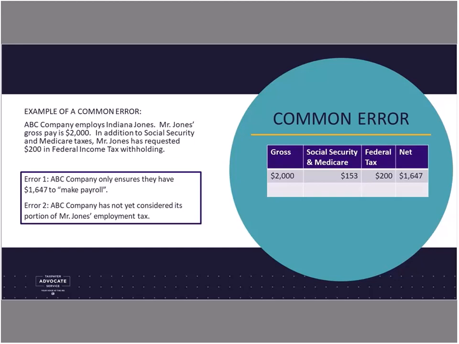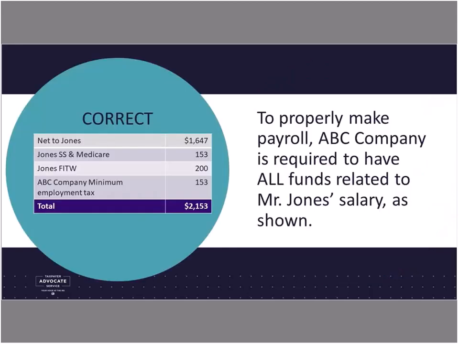Again, this calculation only considers the employee's share of employment taxes. The employer, you, the small business owner, are required to pay the other half of the Social Security and Medicare taxes, plus any other employment taxes that may be required by law. So at a minimum, the business is required to have $2,153 to properly make payroll. To properly make payroll, again, they're required to have all the funds related to Mr. Jones' salary, as shown, that $2,153.